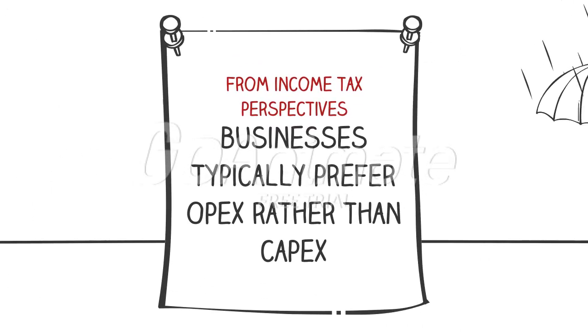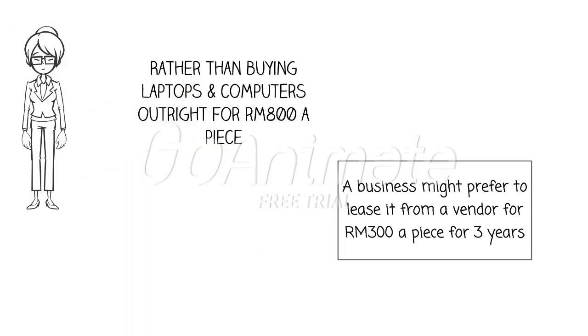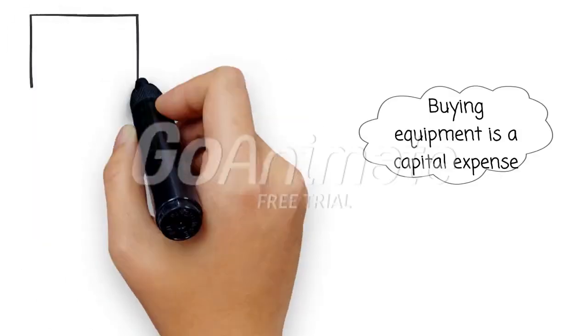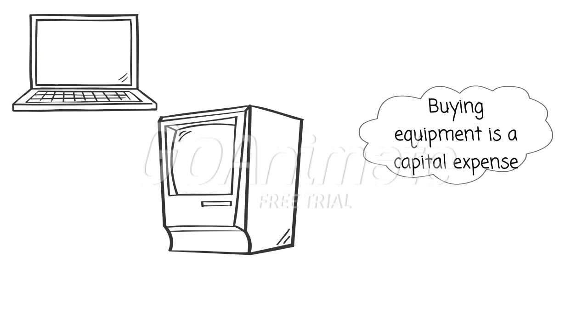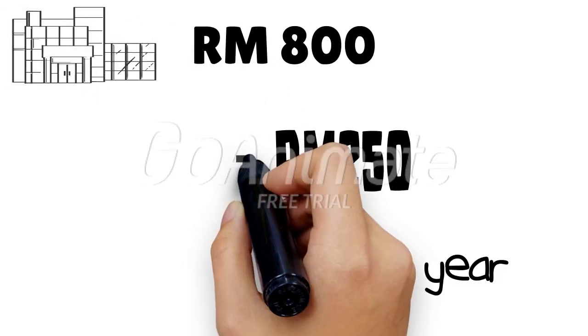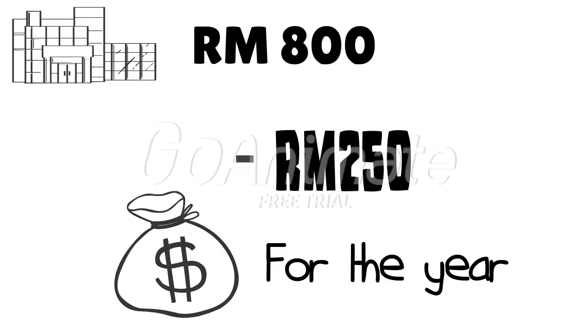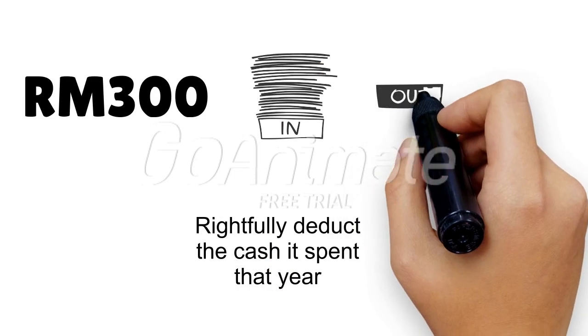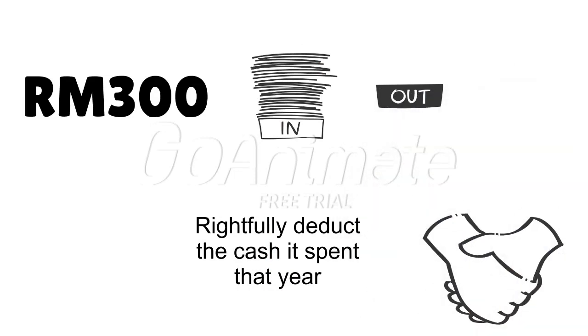From an income tax perspective, businesses typically prefer OpEx rather than CapEx. For example, rather than buying laptops and computers outright for 800 ringgit apiece, a business may prefer to lease them from a vendor for 300 ringgit apiece for a 3 year period. This is because buying equipment is a capital expense. Even though the company pays 800 ringgit upfront for the equipment, it can only deduct about 250 ringgit as an expense in that year. The entire amount of 300 ringgit paid to the vendor for leasing is an operating expense because it was incurred as part of the day-to-day business operations and it can be deducted.